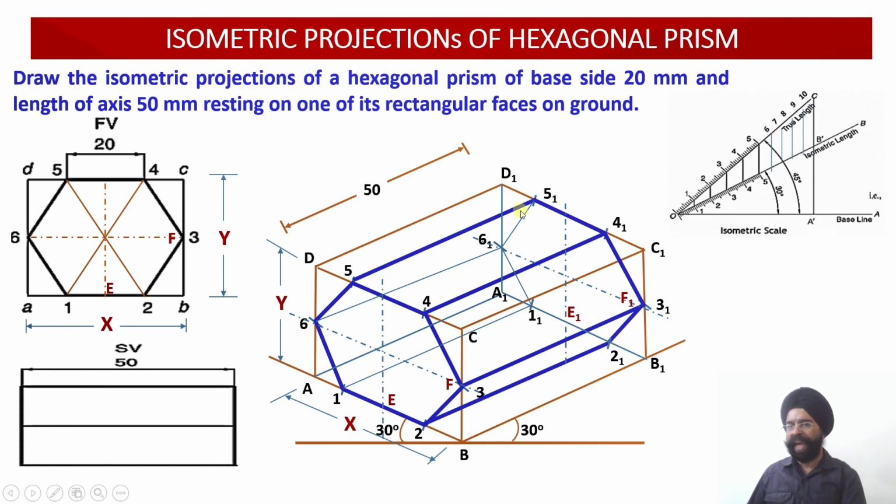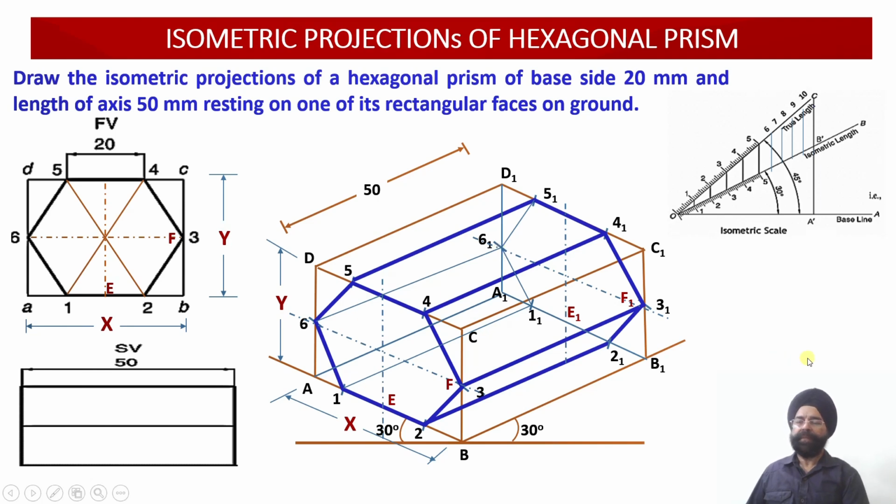So please see, on the back face only 3 edges are visible. 3 have been drawn light. In the front face all edges are visible. So regarding the longer edges, 1, 2, 3 and 4. So 4 longer edges they are visible, but 2 longer edges, 1 and 1 1 and 6 and 6 1. So they are not visible.